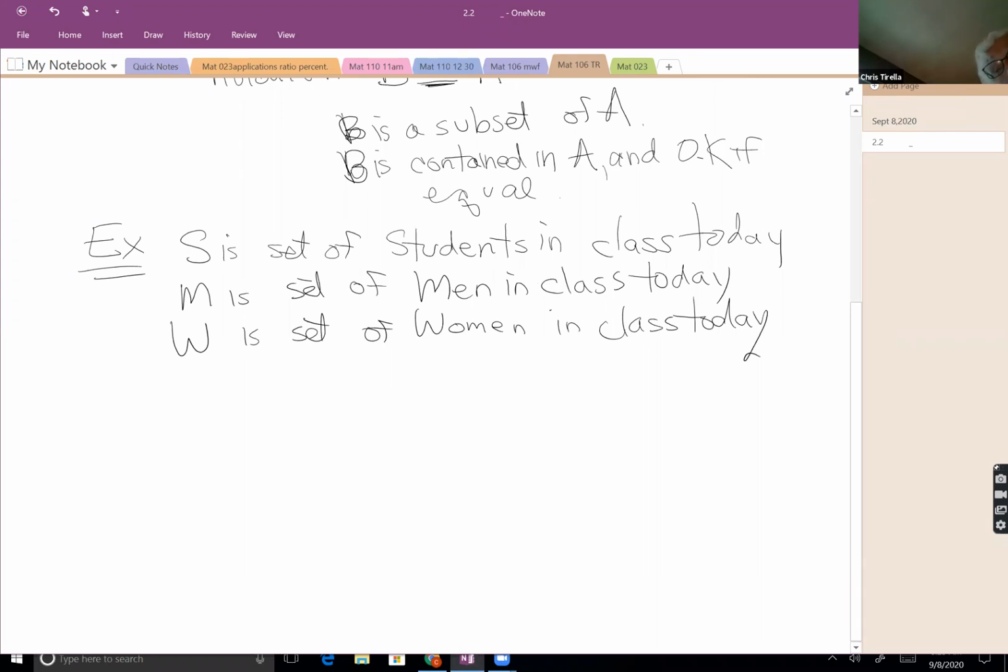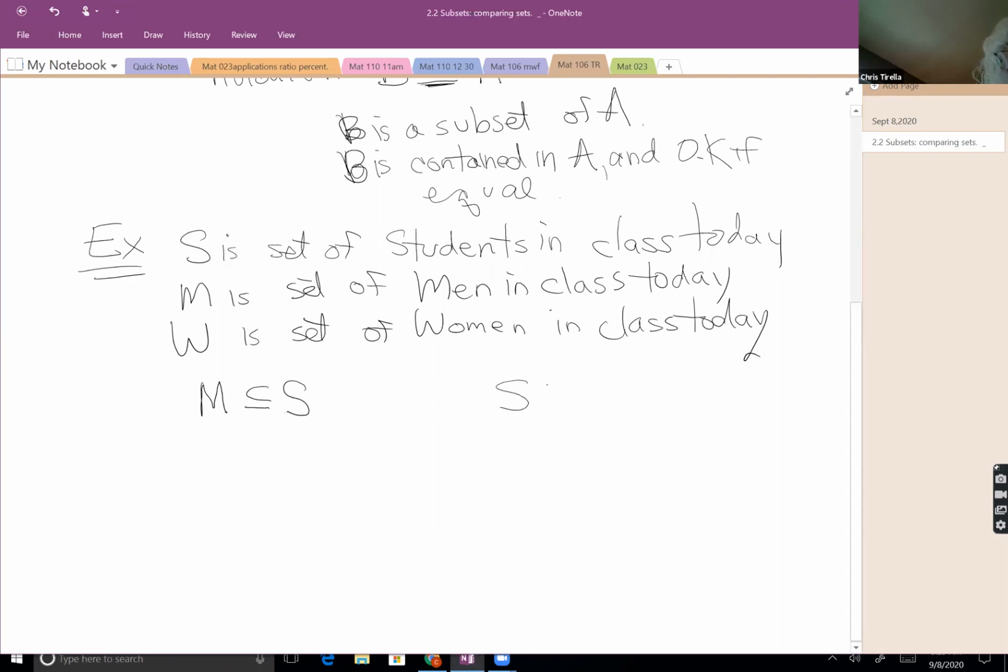Can I say that M is a subset of S? Is every man participating in this Zoom meeting, every man in class today, a student in class today? Yes. Now, are they equal? Are all of the students men? No. So in this example, they're not equal.